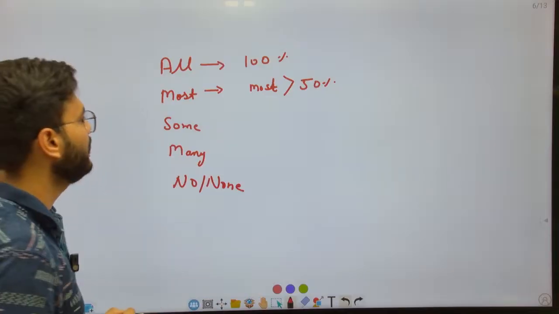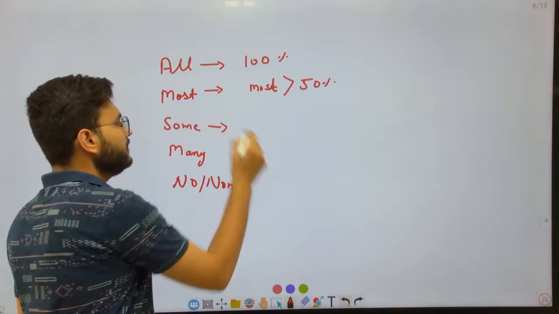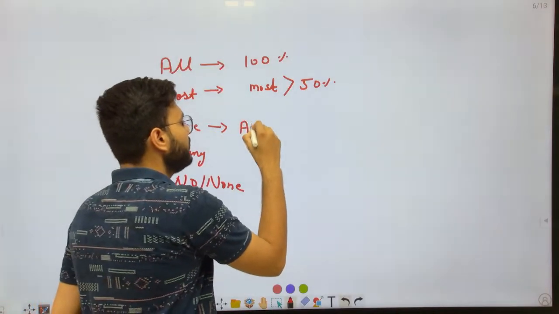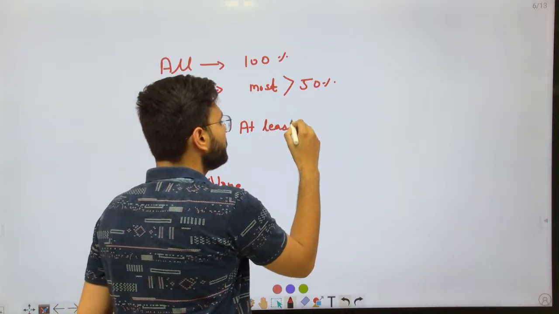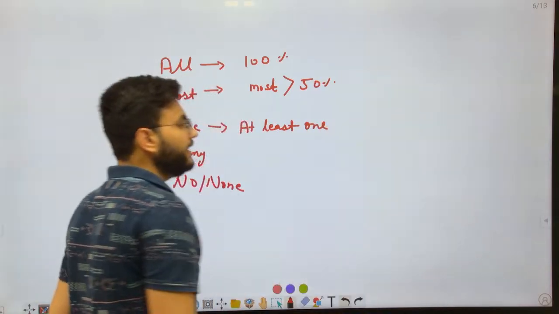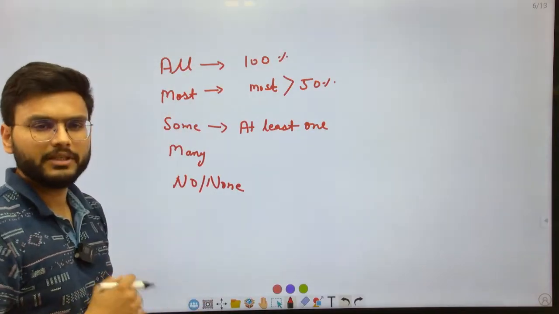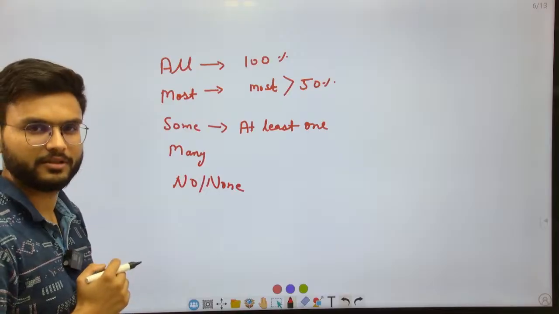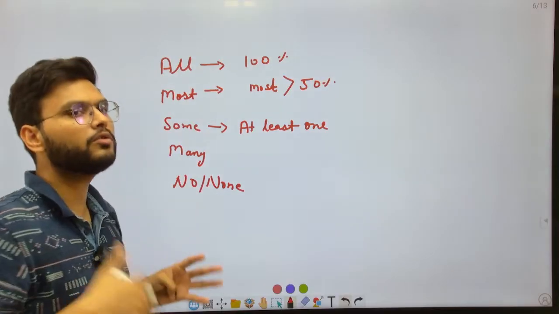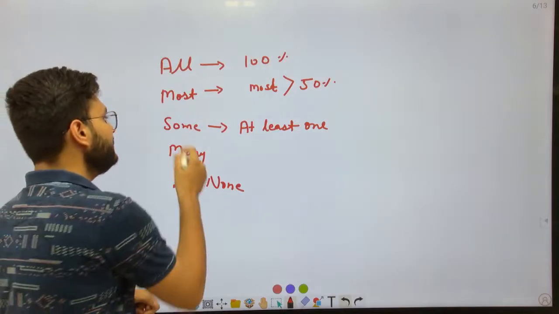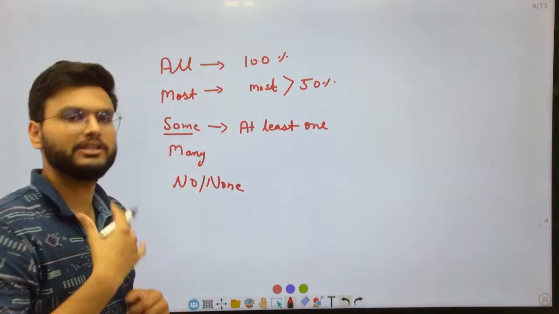All right. Some can be remembered like this. It means at least one, but it does not represent the majority. When you say there are some people, some means you have at least one person. It could be more also, but it does not represent the majority. So it is easy to remember: some means at least one.